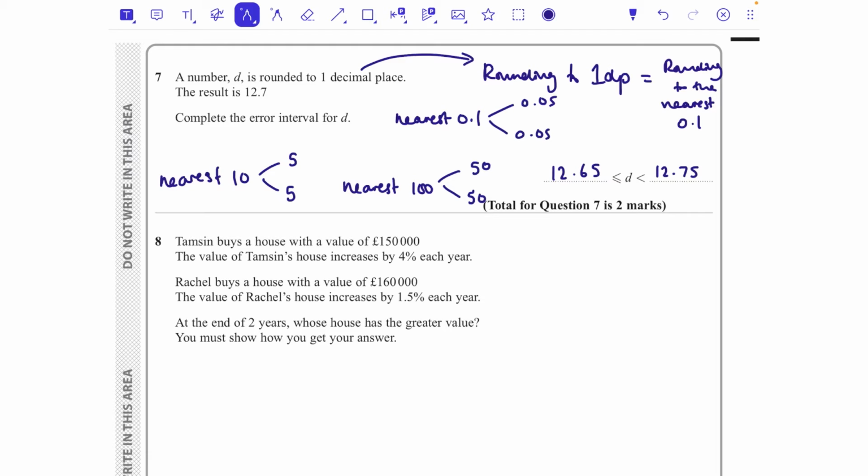So those are your answers. It cannot actually equal that top value. If it did, it would round up, and that's why you don't get the equal to on that top one. You just get the equal to on the lower one.